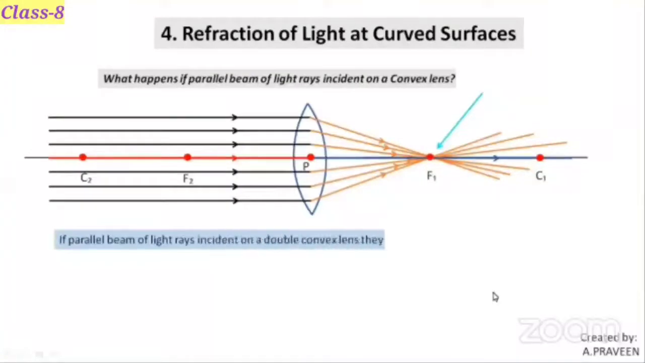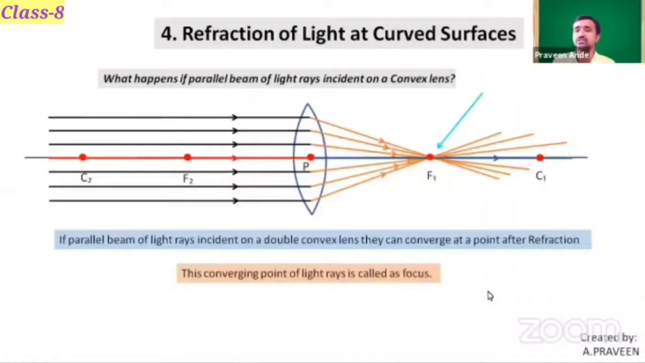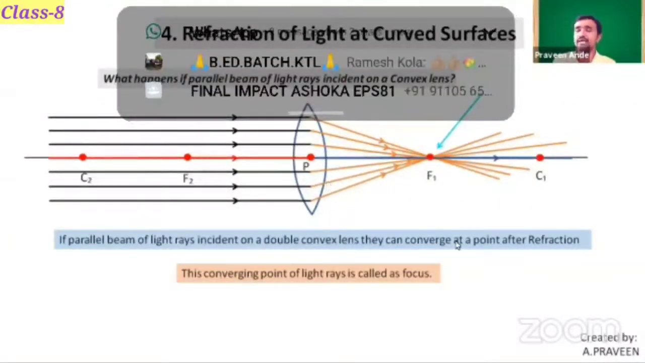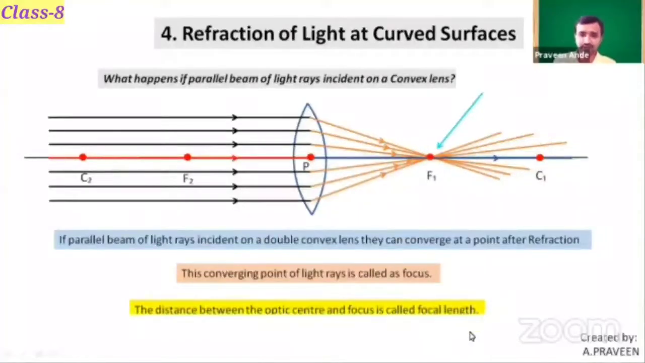So that definition is given here. If a parallel beam of light rays is incident on a double convex lens, they converge at a point after refraction. This converging point of light rays is called the focus, denoted here as f1. Then I said to measure the distance between P and f1, the distance from the pole to the focus. That is called the focal length. Look at the definition: the distance between the optic center and the focus is called the focal length.